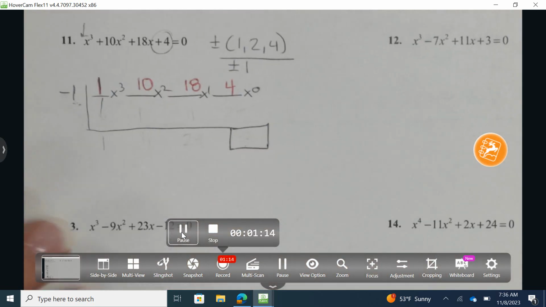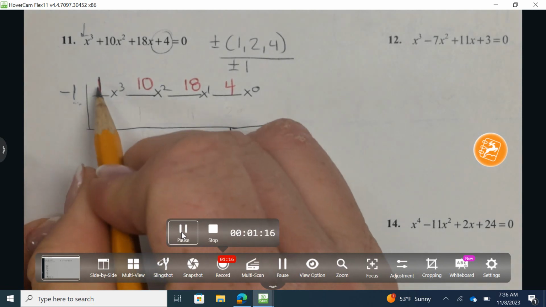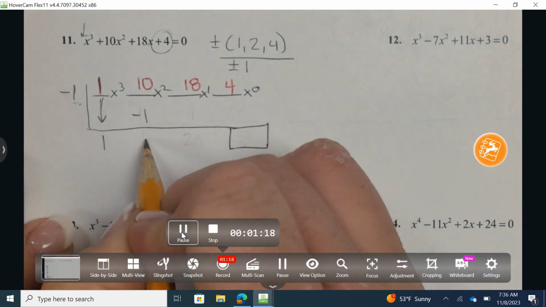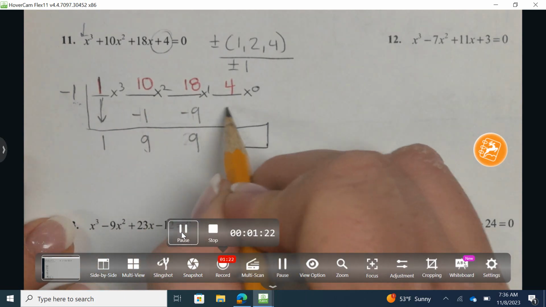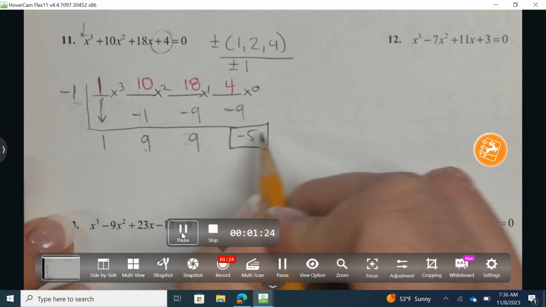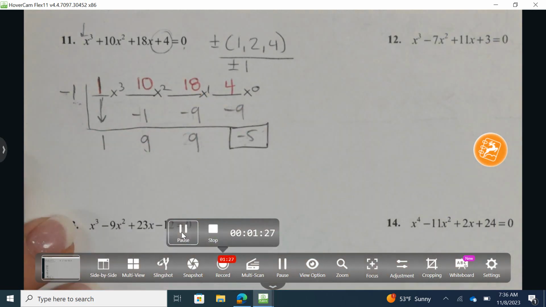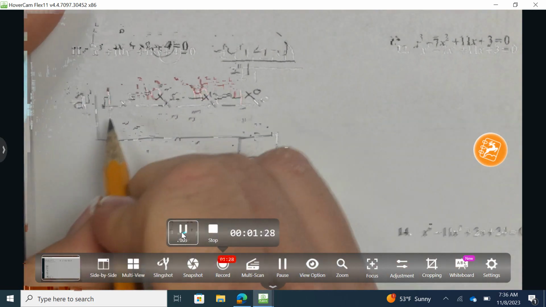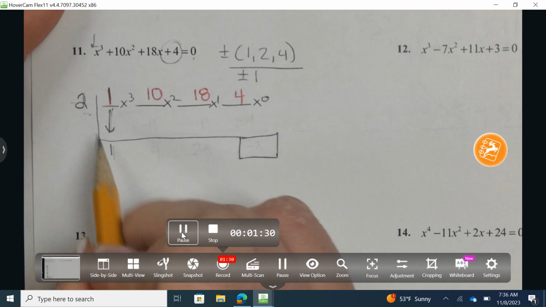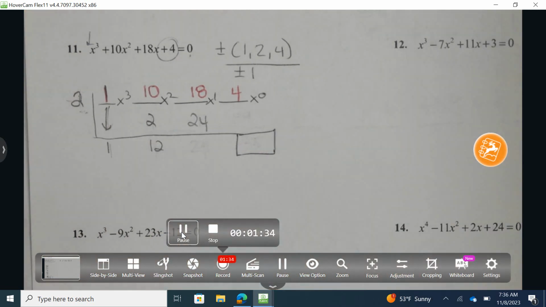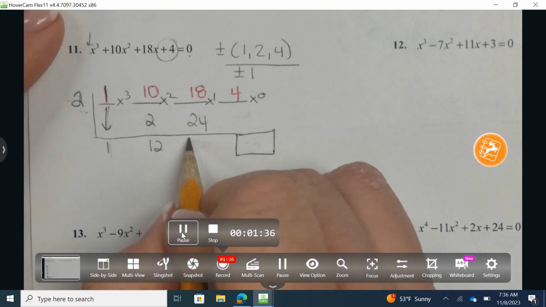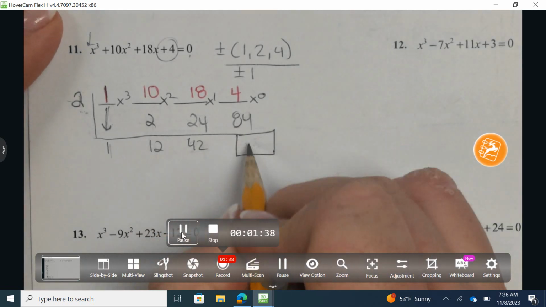So I'm going to try -1. Dropping down the 1, multiply is -1, adding down is 9. Multiply is -9, adding down is 9. Multiply is -9, and I still end up with -5. I need 0. Now look at 2. Dropping down, then multiply, add down, multiply, adding down. So we got 42. Multiplying, which is 84, adding down is 88.